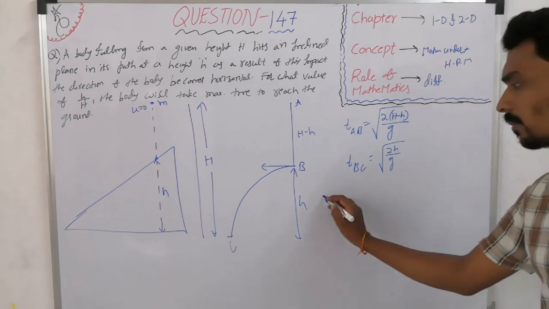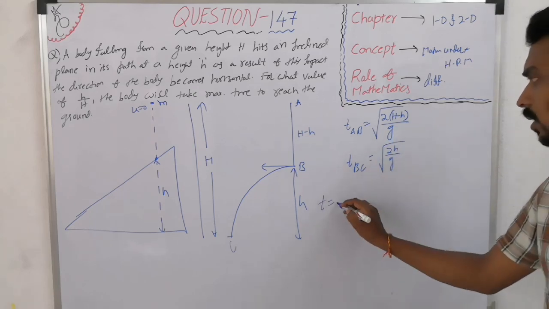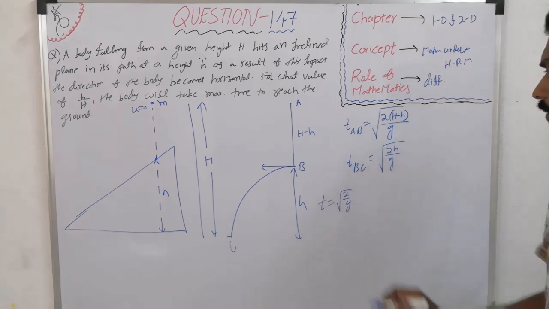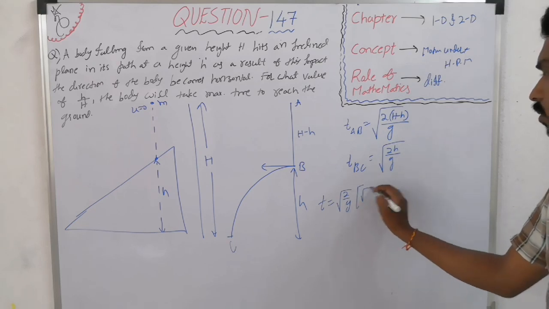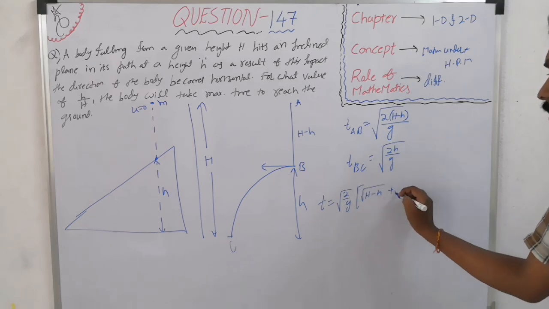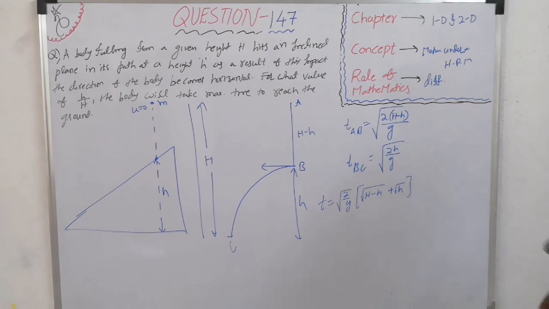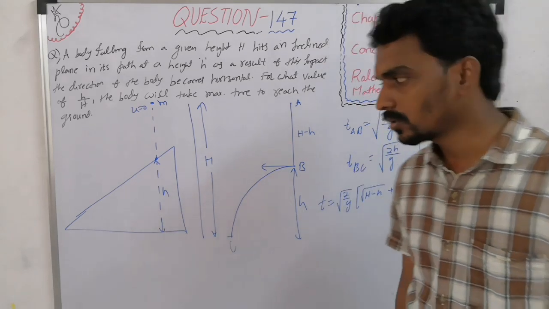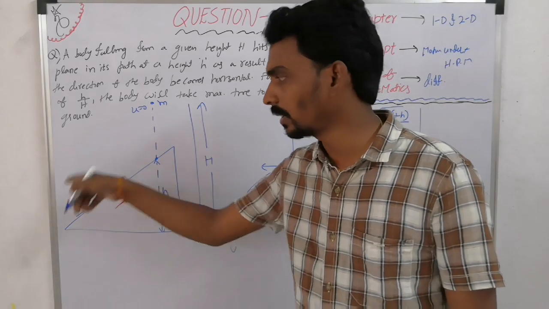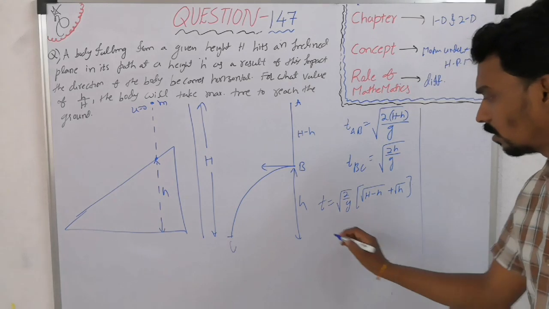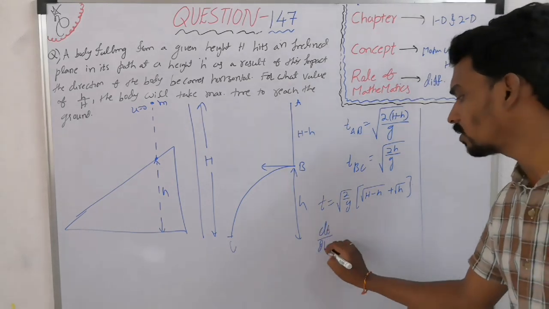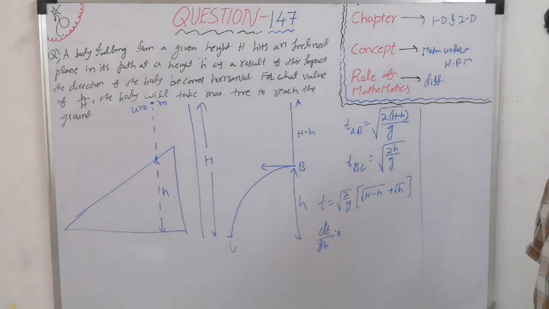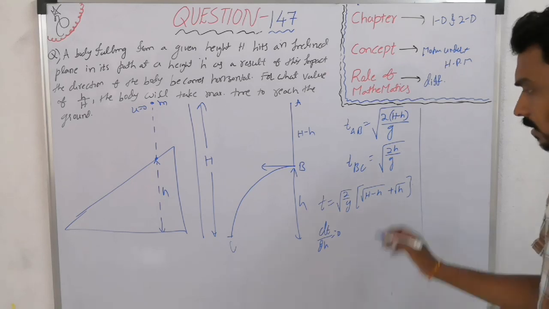Now the total time t, that is root 2 by g if you take common, root of H minus h plus root h, this should become maximum. How do you get maxima minima? Here variable is small h. So at what height if it hits, then it will come to ground faster. So dt by dh should become what? 0. First order differentiation should become 0.